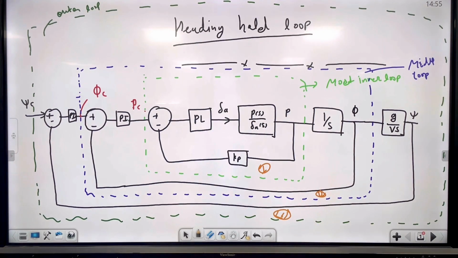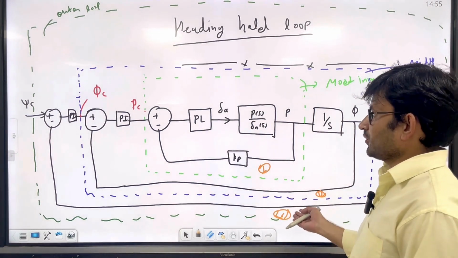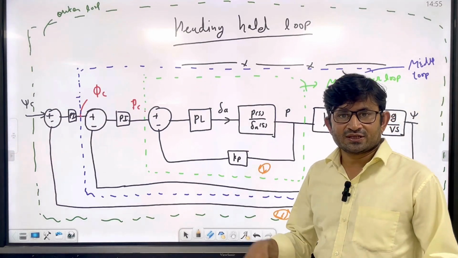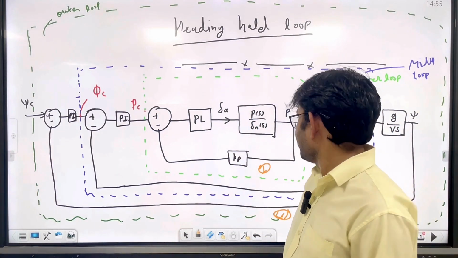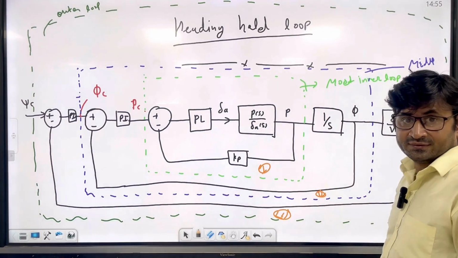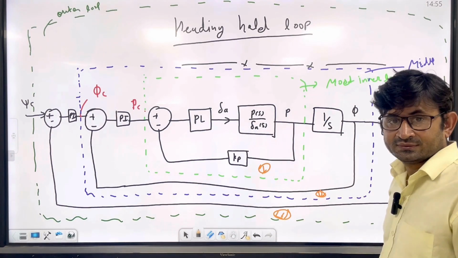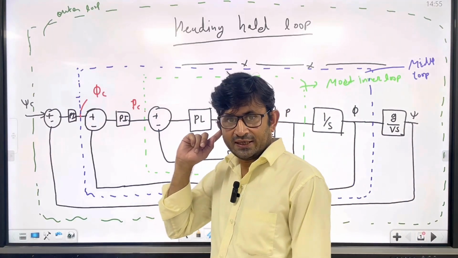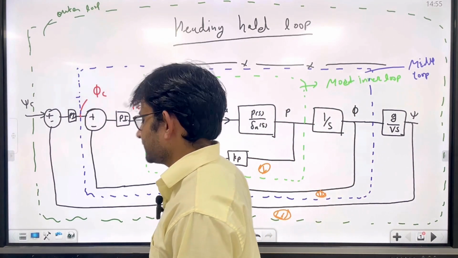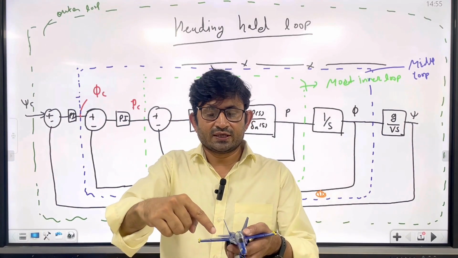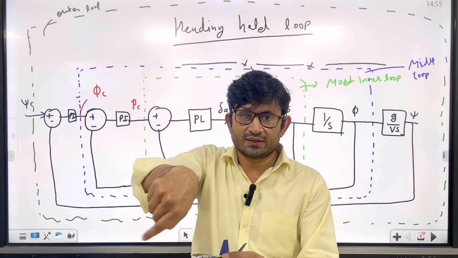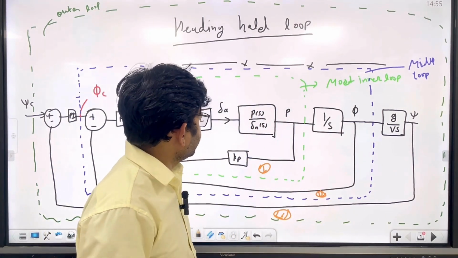So how beautifully I have changed from altitude to the heading hold loop by replacing just delta E with aileron, Q with P, theta with phi, H with psi. Psi is the heading angle. How much angle is it making from the north? Let's say the aircraft is flying in the north direction, so psi is 0. Flying in this direction, what angle is it making? That is nothing but psi.